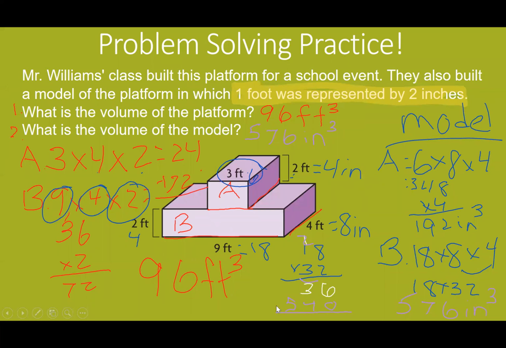Okay, so that was an awful lot of math that we had to do. But we got our answer, and our answer is 96 cubic feet for the regular shape, and 576 cubic inches for the model. Now, why do we have so many inches, but we don't have that many feet? Why is 576 so much bigger than 96? What do you think?